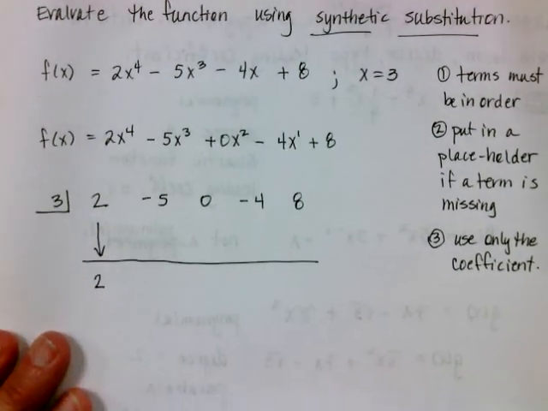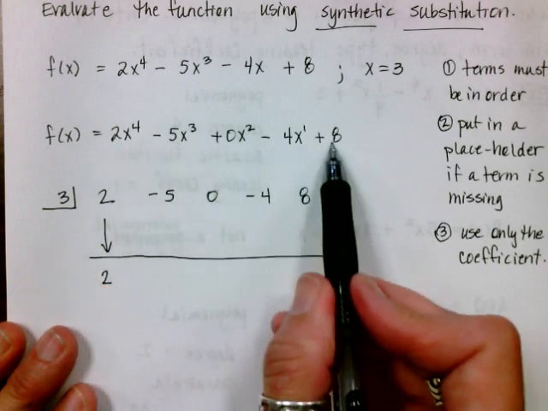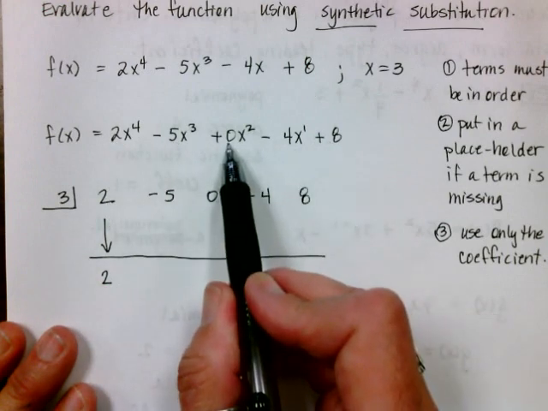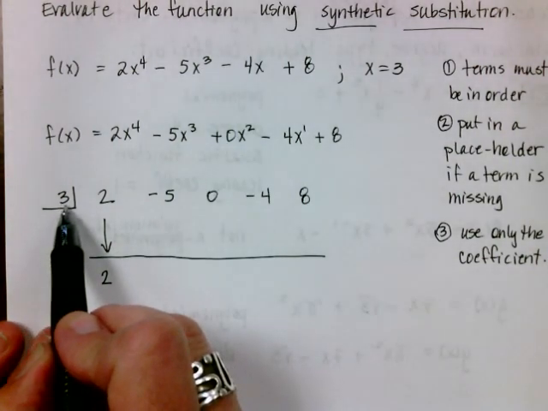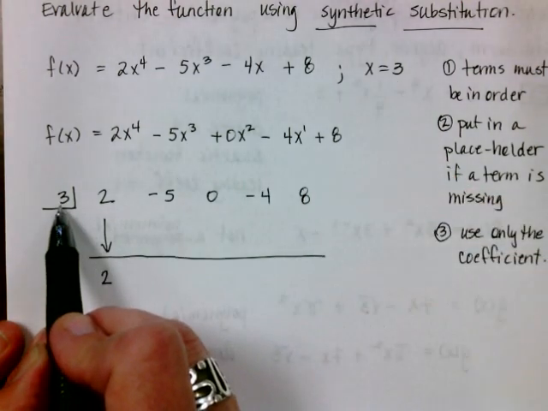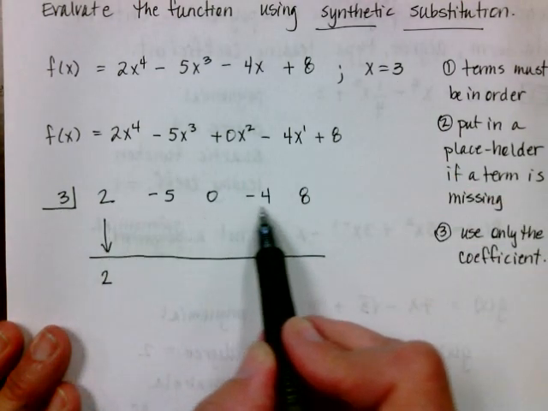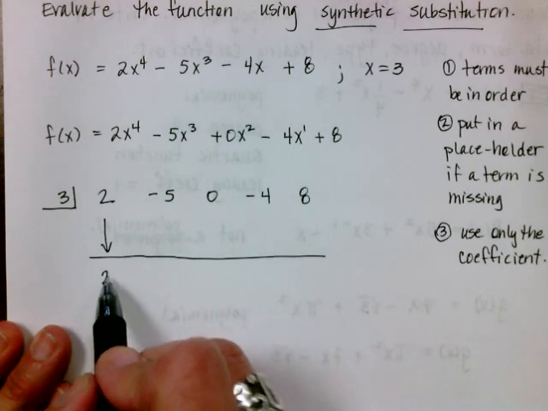Okay? So let me talk about what I've done so far. The first thing that I did was I put them in order. I put in my placeholder. You have to do that or it will not work out correctly. I put what I'm going to evaluate the function at in my little funny box. I wrote down all of the coefficients, drew a line, brought down the first term.